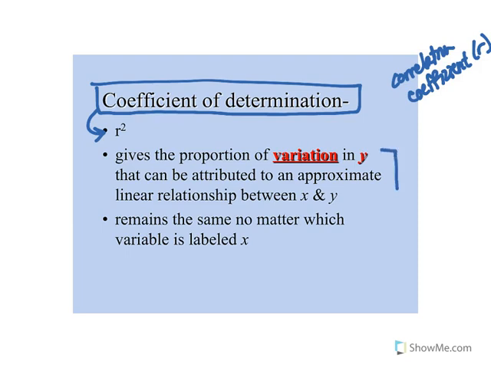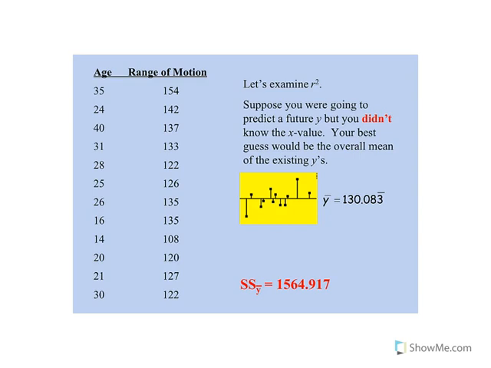Now that's a lot to understand, and I'm going to walk you through a complete explanation of exactly what a coefficient of determination is. Now, the coefficient of determination, or R squared, remains the same no matter which variable is labeled x. Just like with our R value, we could switch our input and output and get the same R. We can also switch the input and the output and get the same R squared value. So back to our knee surgery data, we have age and range of motion.